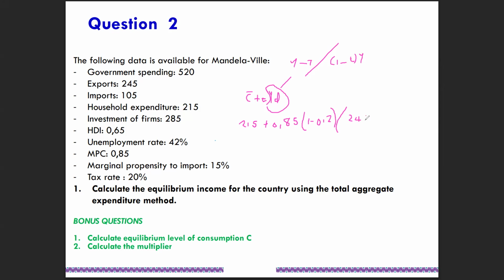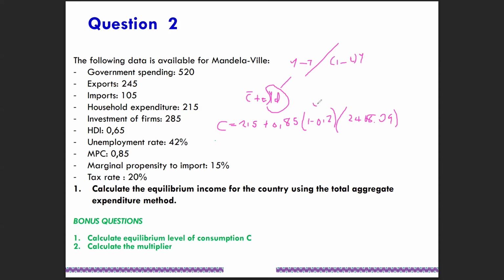because we calculated the income, we got 2,468.09, right? Because they want us to calculate the equilibrium level of consumption, right? So they want us to calculate our C at equilibrium, right? So we just add all of this. Obviously, guys, you start with the bracket first, right? So it's going to be 1 minus 0.2.